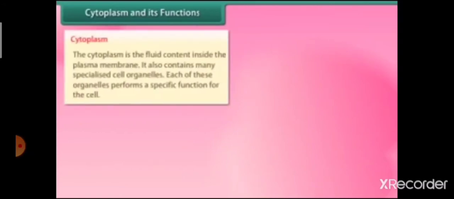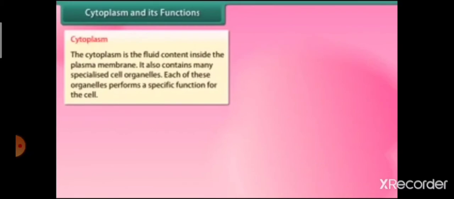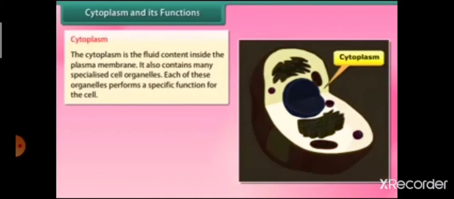Cytoplasm and its function. So let us see what is cytoplasm. The cytoplasm is a fluid content. So it is liquid content. Fluid means which can flow inside the plasma membrane.